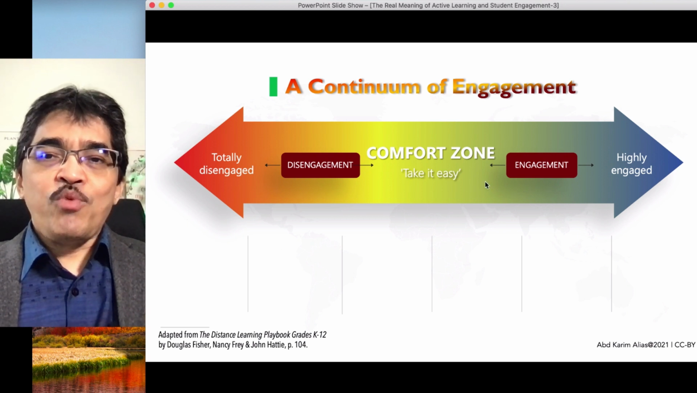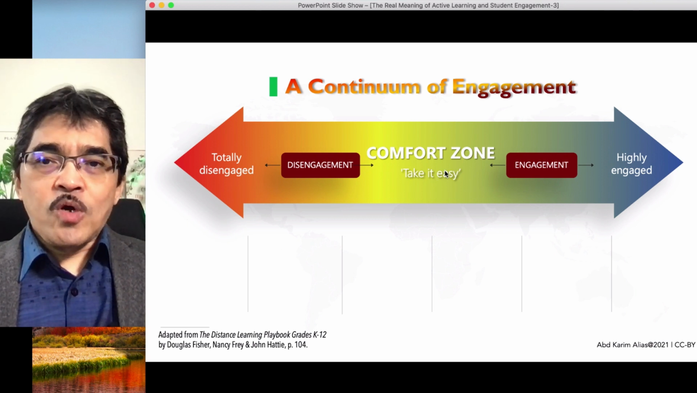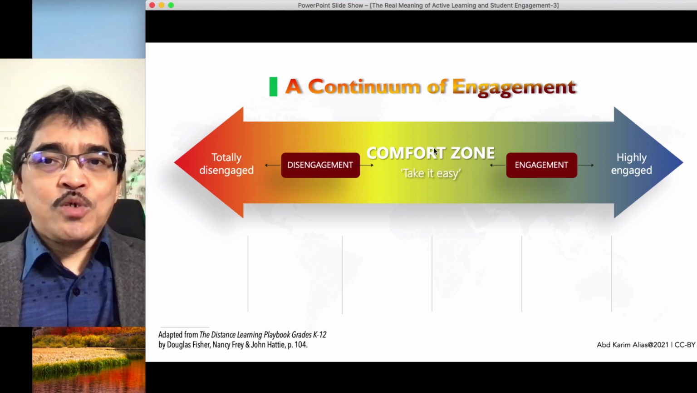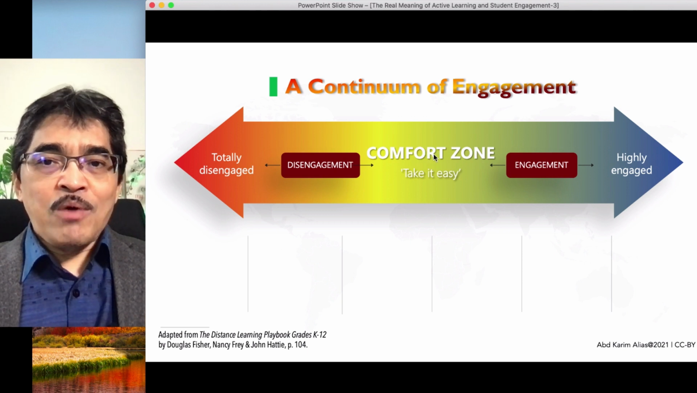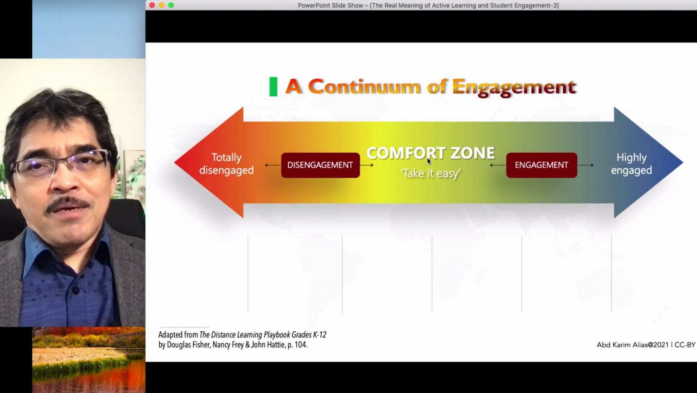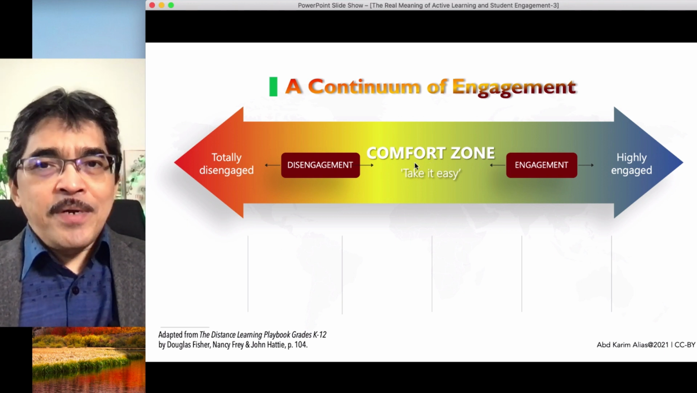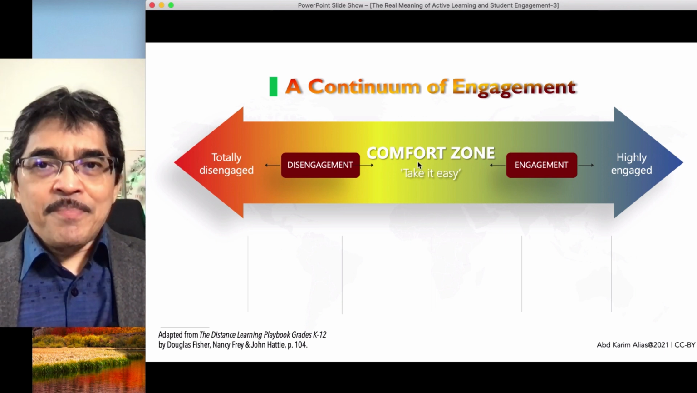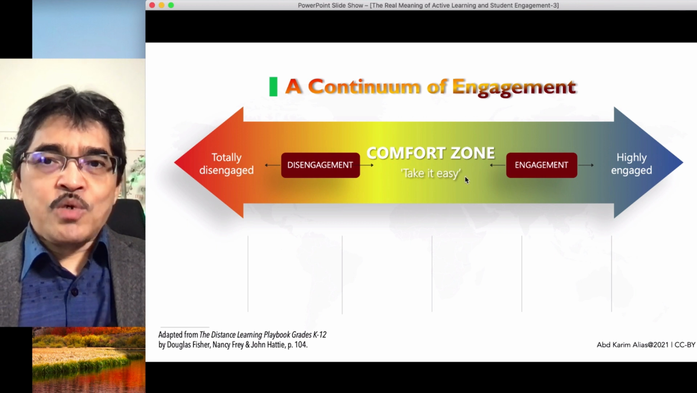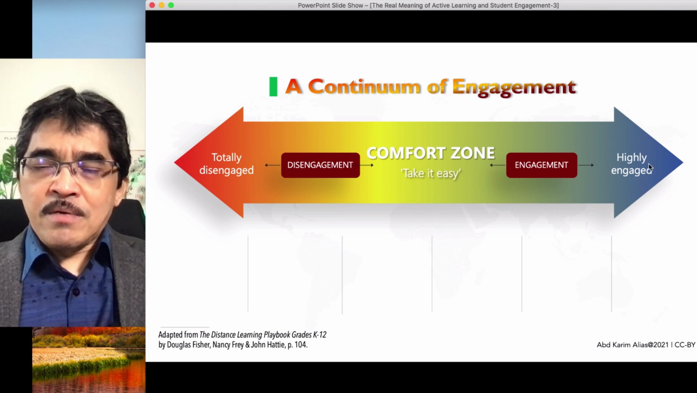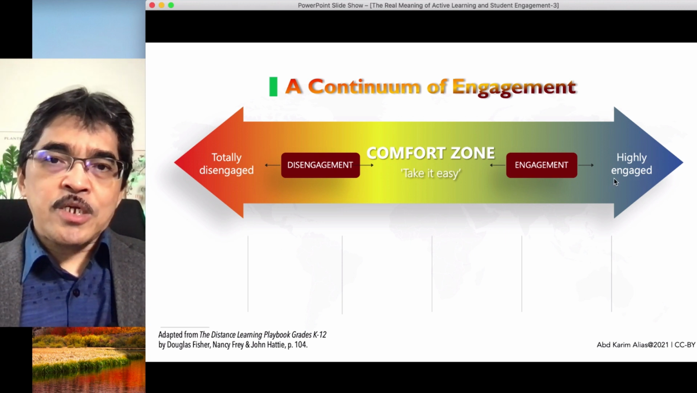In the middle here, we have a zone, the so-called comfort zone, or take-it-easy kind of attitude. We don't want our students to be in this zone either, because they probably appear to be engaged, but they are not really engaged, they are not really there, they are not really participating. So we don't want to be in the middle as well, but ideally we want to be on the right hand side here, where students are highly engaged.